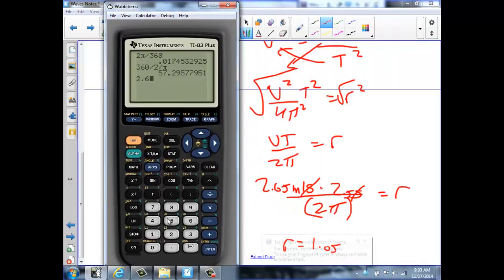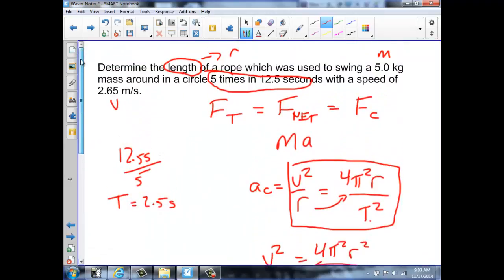So take 2.65 times 2.5 and then divide by 2 pi. 1.05 I got? Okay, 1.05. With sig digs, how many sig digs do I get though?